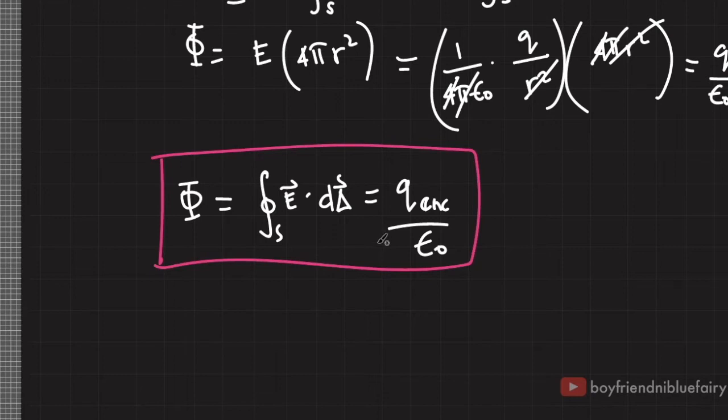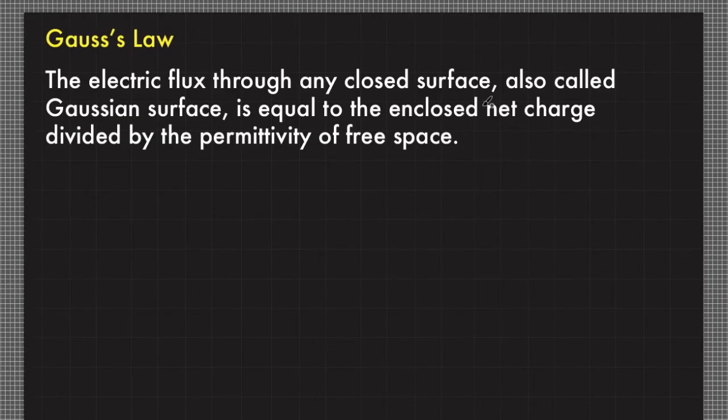Gauss's law tells us that the electric flux passing through a closed surface is equal to the enclosed charge divided by epsilon naught. Gauss's law states that the electric flux through any closed surface, we also call this closed surface the Gaussian surface, is equal to the enclosed net charge divided by the permittivity of free space.